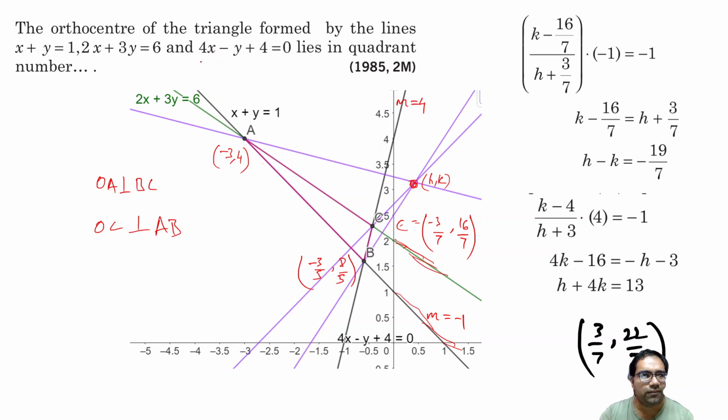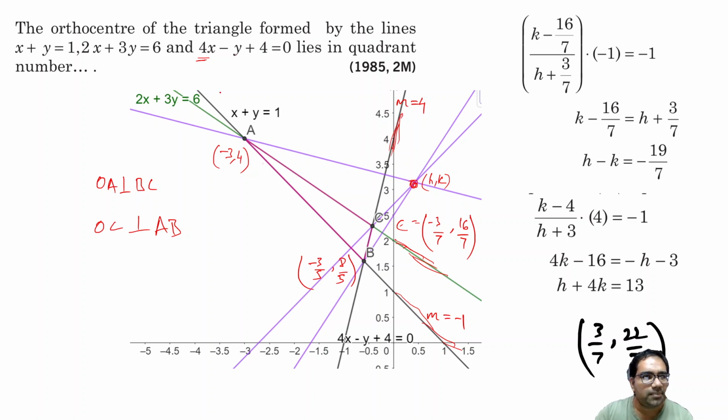And what is the third line? 4x minus y plus 4 equals 0. Obviously, this line has a positive slope. The slope is actually equal to 4, y equals 4x plus 4. So this is a positive slope line. Two lines have negative slope and this line has a positive slope.